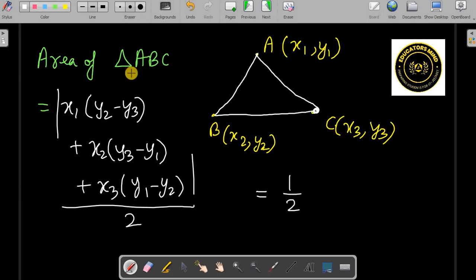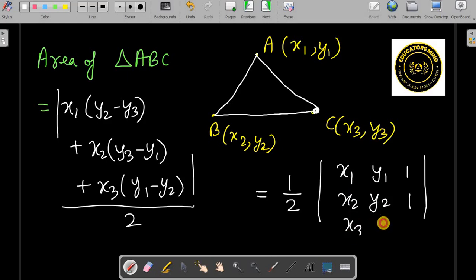This can also be represented in matrix form as half of the determinant with rows x1 y1 1, x2 y2 1, and x3 y3 1. So this way we can solve it. That is the area of the triangle.